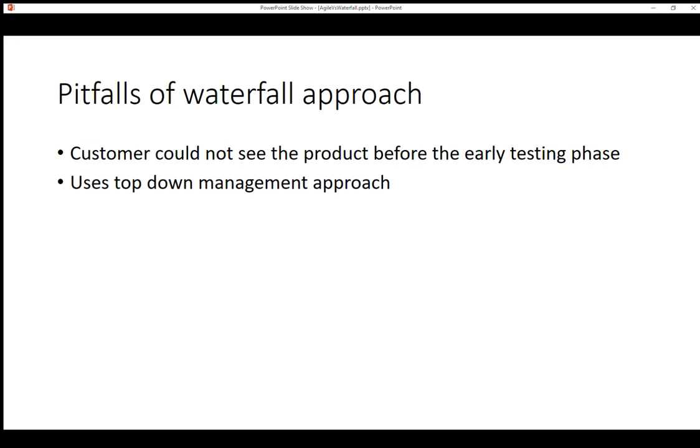The second problem with the waterfall approach is that it uses top-down management. Development team members are expected to follow checklists and detailed controls. In other words, this approach prioritizes process over people. Each phase is gated and has entry conditions before the development team can start working on the next phase.